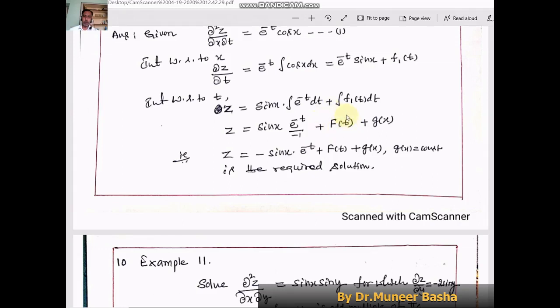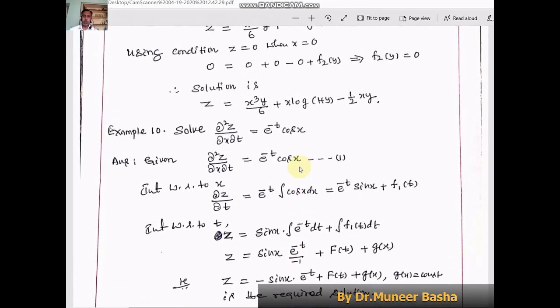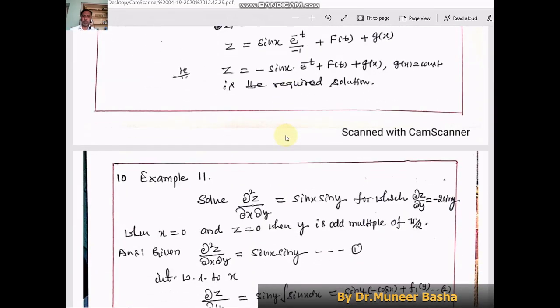This is the symbol for integration of f1(t), because this constant value is not evaluated, because initial conditions are not given. Therefore we write the integral of this one in the form of F(t) plus g(x). This is called integration of this one with respect to t. So g(x) is the constant of integration. So then we can write this as z equals minus sin x e^(-t) plus F(t) plus g(x). So this will become the solution of the given non-homogeneous partial differential equation.